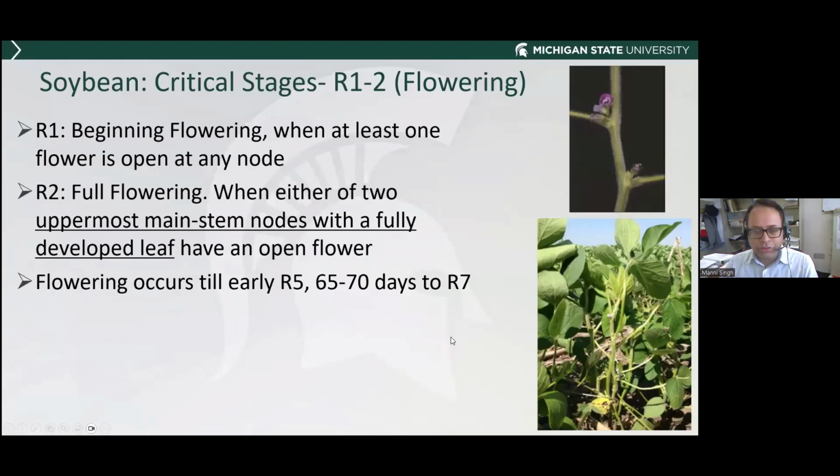In terms of critical stages, again, R1 is a critical one here. Not as important as for a corn plant, but still this stage is critical. R1 is when we are beginning to flower at any node on the plant. R2 is when we see a flower at one of the two uppermost nodes, as I explained before. And flowering in soybean plant occurs for a long time, unlike corn. So again, there is more window of opportunity, even if we abort, if we lose some flowers.